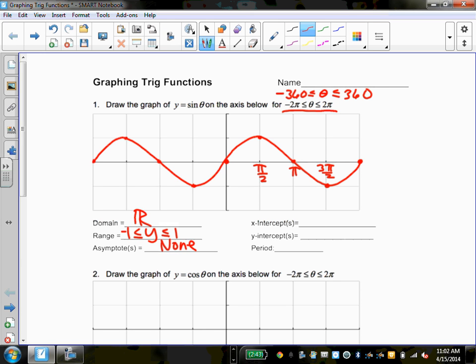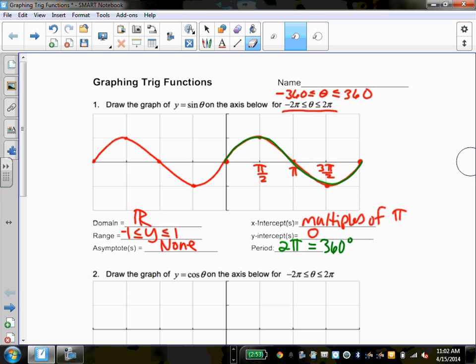The x-intercepts are the multiples of pi: 0, pi, 2 pi, 3 pi, and so on. Multiples of pi. Remember, pi is just 180 degrees. The y-intercept is 0 because the sine of 0 is 0. The period is the length of time that it takes for the graph to complete one full cycle. In radians, this would be 2 pi, which is the same thing as 360 degrees.